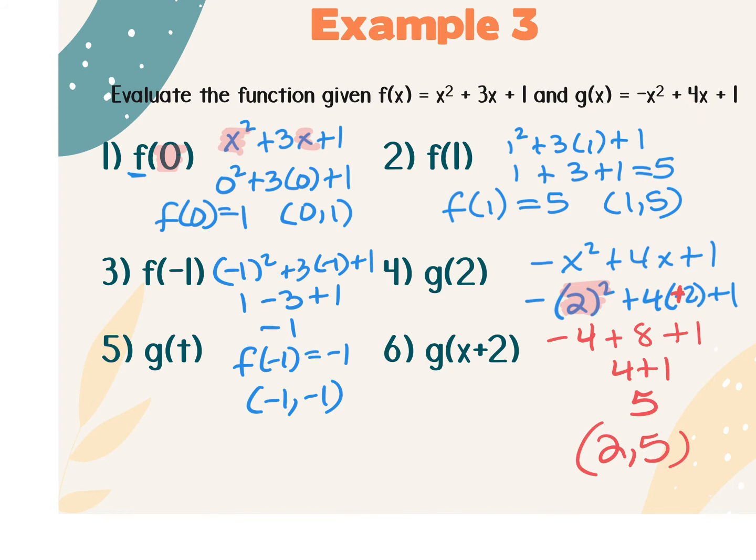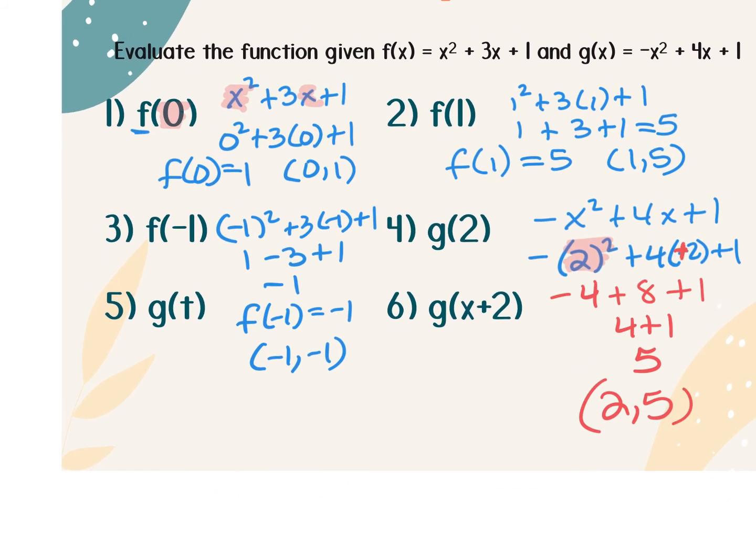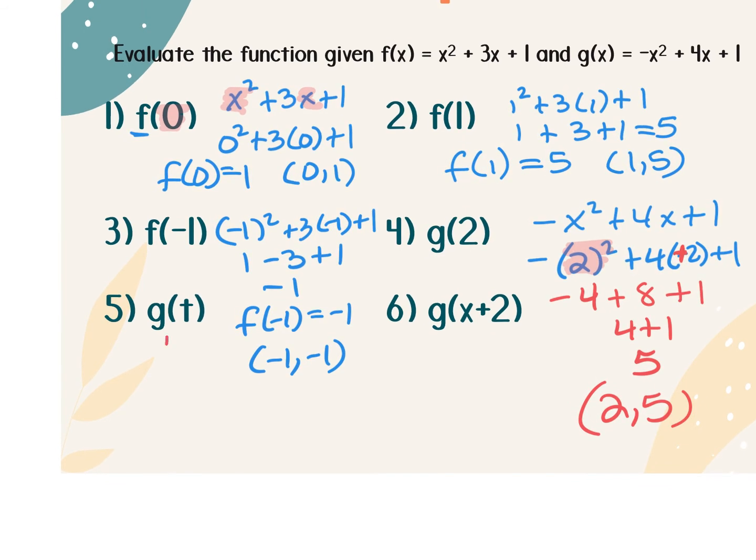When they're asking you to replace x with a variable, all we're going to do is rewrite that function. And instead of writing an x there, I'm going to write a t. So for this one, it's just going to be the same thing, but instead of an x squared, I put a negative t squared plus 4t plus 1. So all I did was take out x and put in t.